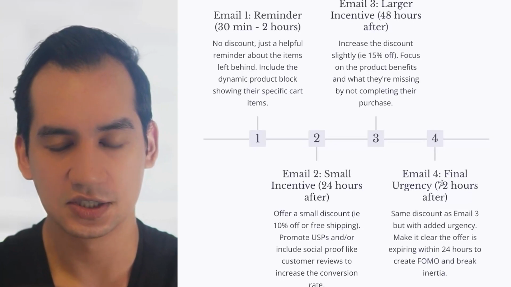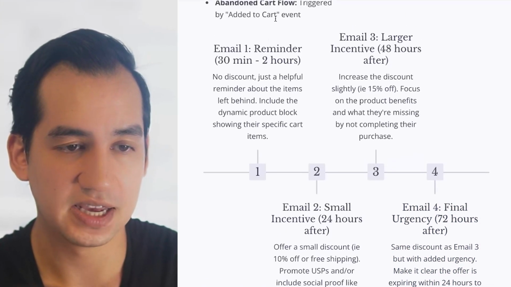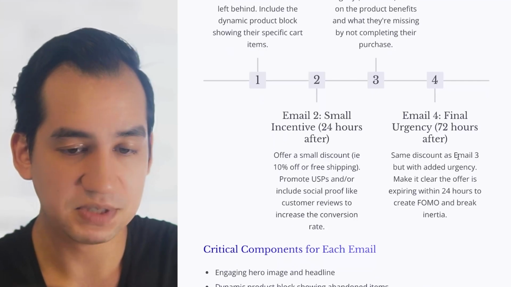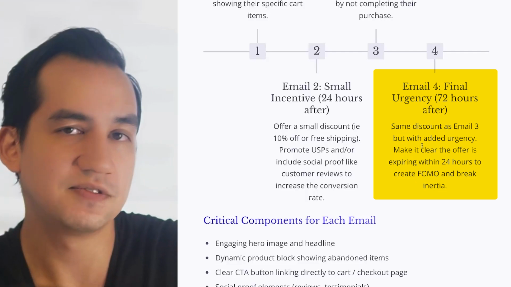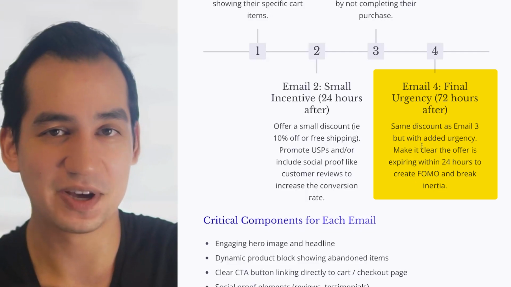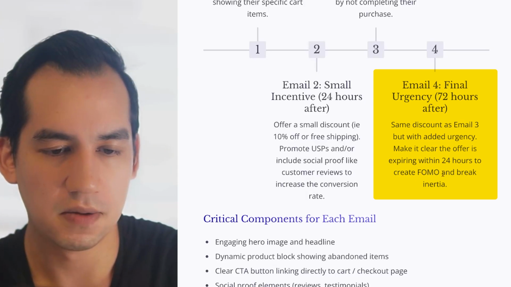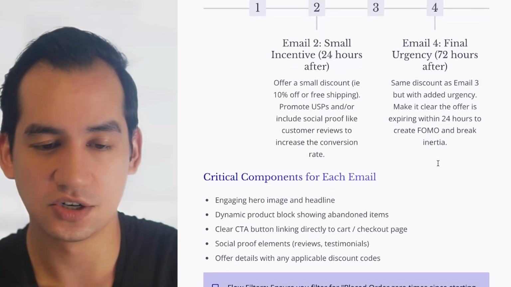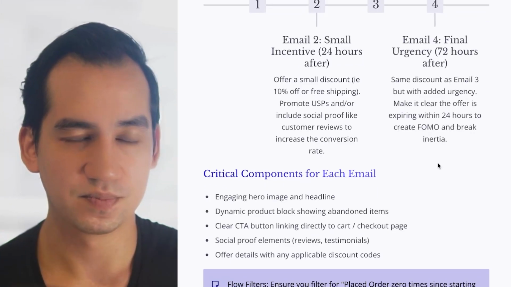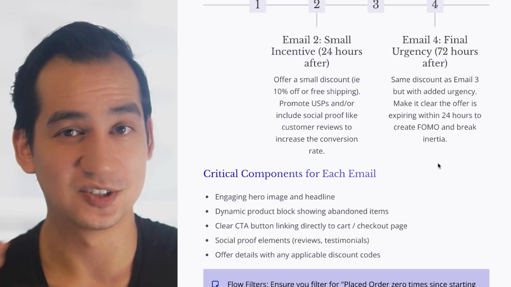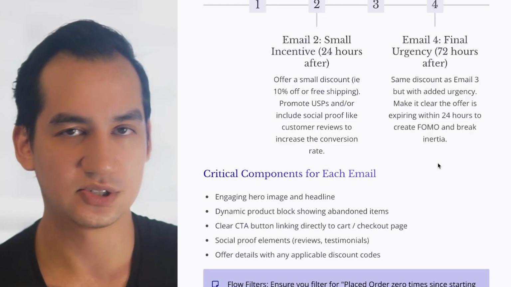Email 4, all right, so this one's going to be the final urgency. You're going to send this 72 hours after they abandoned their cart. So same discount as email 3 here, but with added urgency. If you're doing 15% off, essentially you just follow up, hey, by the way, your 15% off is expiring in 24 hours, let's just say. That's going to create FOMO and break inertia and convert the people who are already convinced, or like, oh, I'm interested in this product, but I'll do it tomorrow. So this one converts those people because it's like, all right, if you want this, you need to buy it within the next 24 hours or else you have to buy it at full price.